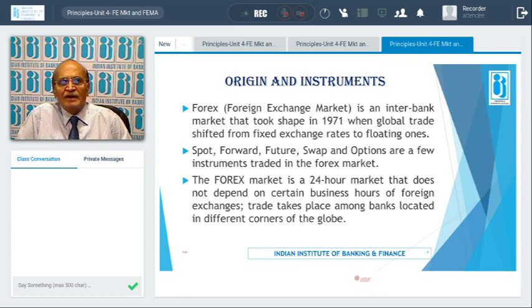It is a 24-hour market. Throughout the world, different timings are there. So naturally, when one market closes, another opens. So continuously, trading takes place for 24 hours. That is why it is called a 24-hour market. And it does not depend on certain business hours of foreign exchange because the trade takes place among banks located in different corners of the globe.